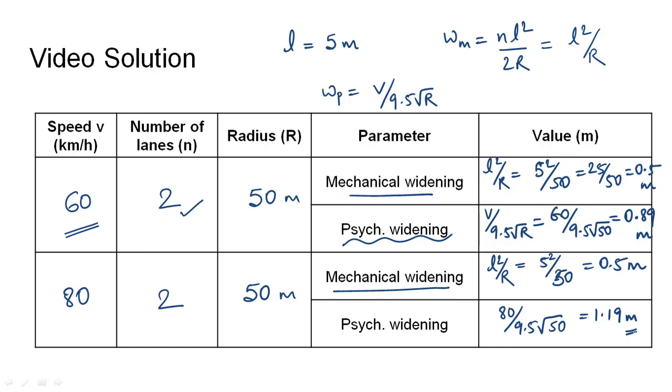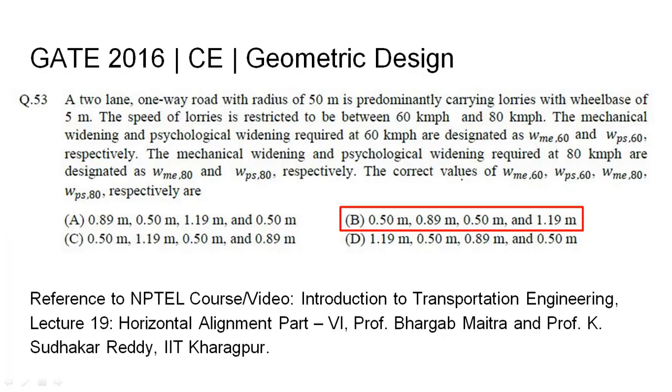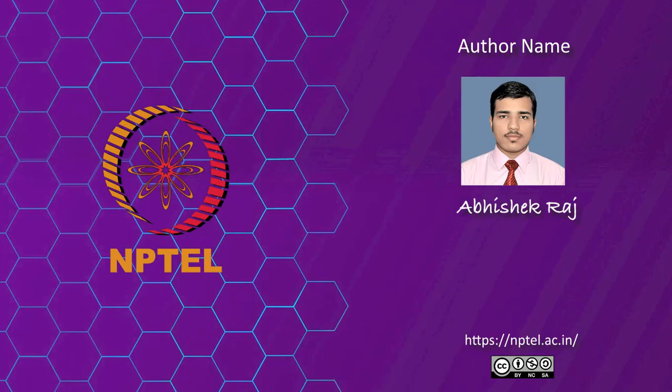So all the four widenings for the respective speeds of 60 and 80 have been found. So the correct values of the parameters are found as 0.5, 0.89, 0.5 and 1.19 meter respectively, which is option B. The relevant NPTEL reference has been listed.